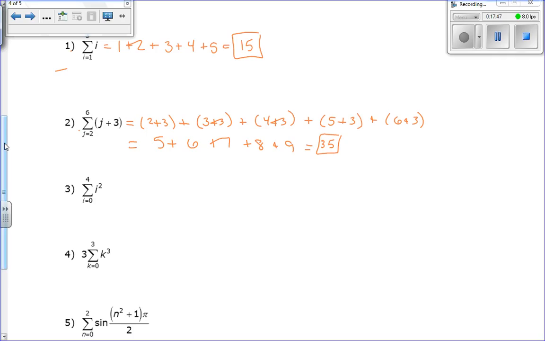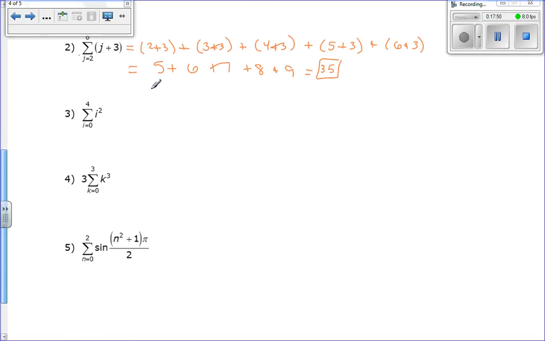I'm going to do the same thing for number 3. So this time I have I squared and I'm starting at 0. So it's 0 squared plus 1 squared plus 2 squared plus 3 squared plus 4 squared. 0 squared is 0, 1 squared is 1, 2 squared is 4, 3 squared is 9, 4 squared is 16. When I add all those up, I get 30.